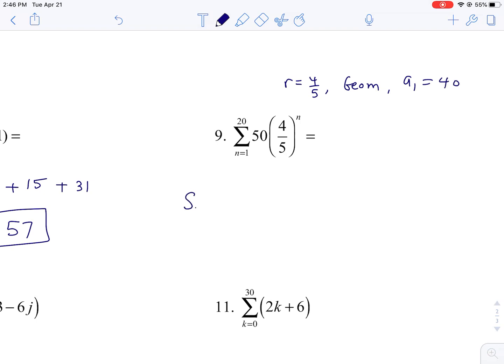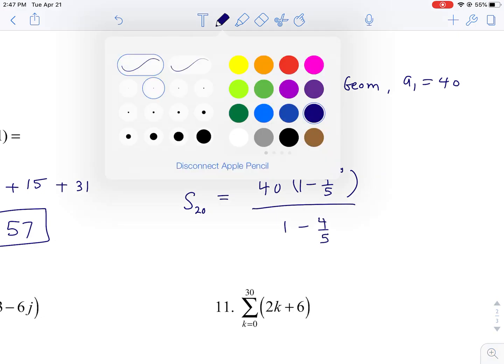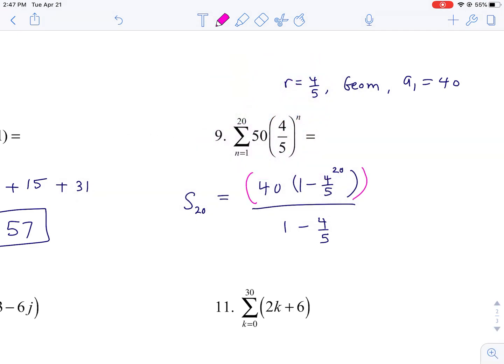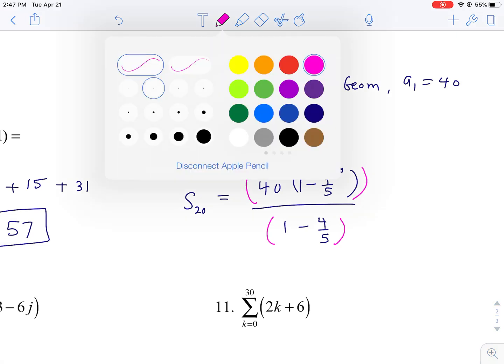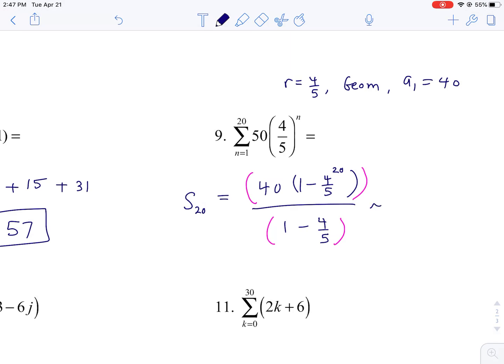That's really all you need, because the first 20 terms, when you add them up, it's the first term times 1 minus the common ratio to the 20th power over 1 minus the common ratio, 1 minus 4/5. Again, on the calculator, you got to group the top and the bottom and hit the divide key in between. And so for number 9, this shakes out about 197.69.